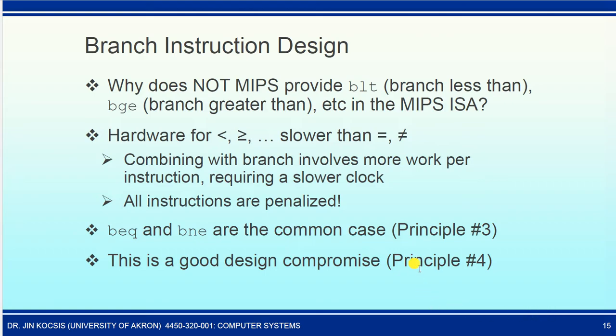Therefore, if you recall, when we first introduced the instruction and operation design, we mentioned one principle: we try to improve the performance of the common case. And here, branch equal, branch not equal are the common case. All the others are uncommon cases. It's not reasonable to pull back or reduce the performance of the common case by only focusing on increasing the performance of the uncommon case. Therefore, we try to make a good compromise for the design.